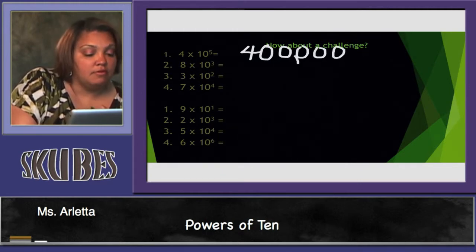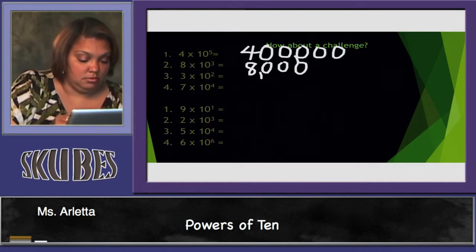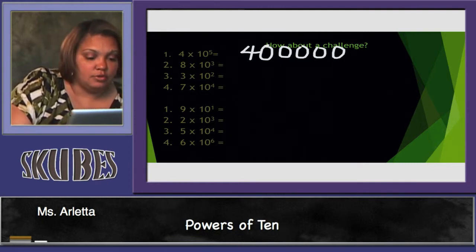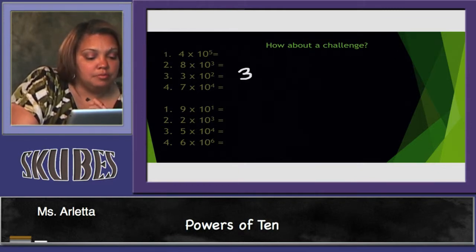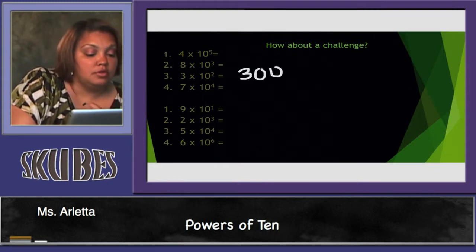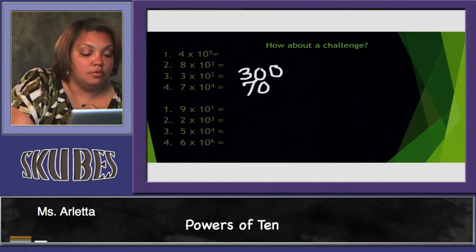The next one, start with 8, and we're adding 3 zeros. 1, 2, and 3. The next one, I'm going to take those out just so you can see. We're starting with 3, and the exponent is 2, so we're adding 2 zeros. The next one is 7. Your exponent is 4, so you're adding 4 zeros.